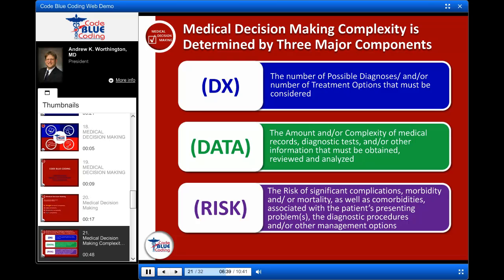The second component is the data component. This takes into consideration the amount and complexity of medical testing, records, and degree of difficulty obtaining history and data. The third component is risk. This means the risk of complications, morbidity, and/or mortality associated with the presenting problems and your current or planned diagnostic procedures and treatments.